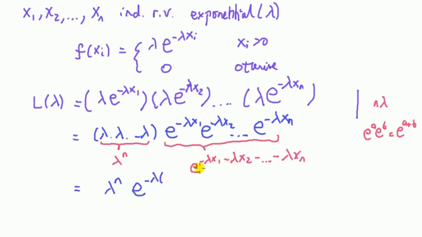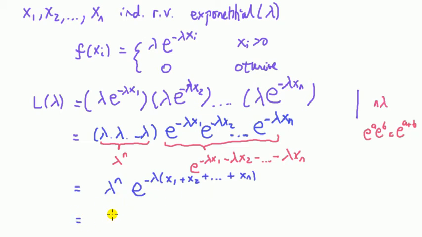Right, so here, now you've got x1. Now, remember a minus and a plus makes a minus. You've got a minus here, so it's plus x2 plus all the way to xn. Alright, when you take that minus lambda through the bracket, you're going to get this.